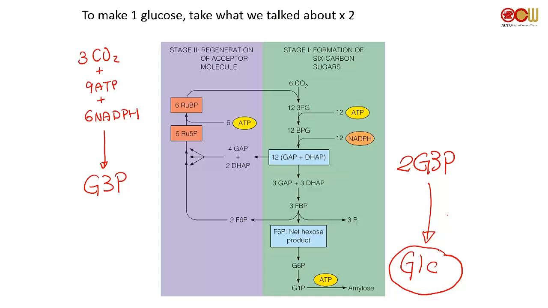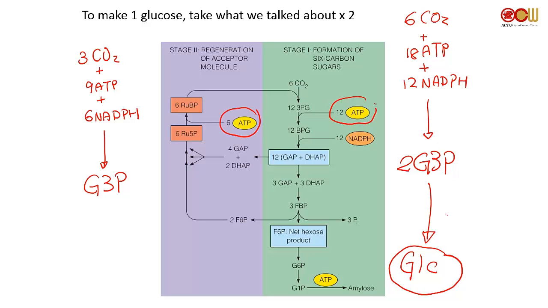So what this figure is trying to tell you is to make 1 glucose, you need to have 6 CO2 plus 18 ATP plus 12 NADPH. Okay? Right. Basically, 6 ATP here plus 12 right here. That gives you 18. And then 12 NADPH right here. And then 2 G3P. G3P goes to glucose, no problem.